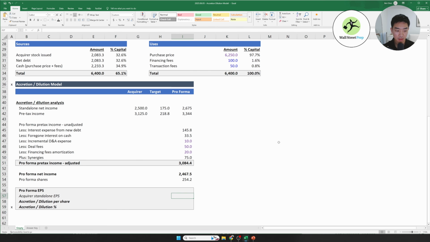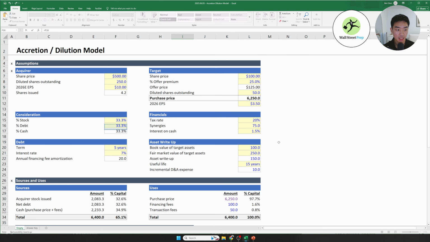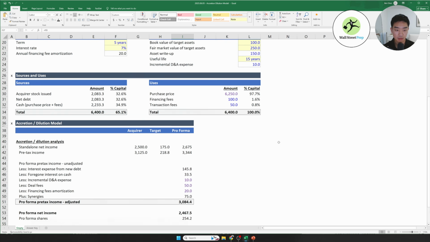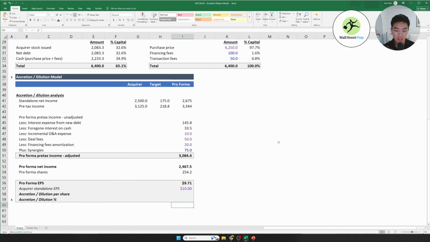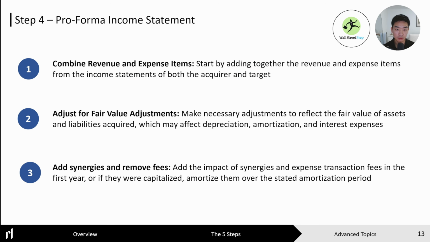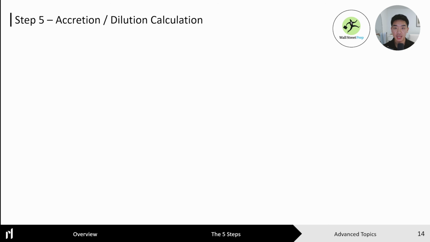And so now we can calculate our EPS. So again, very simply, that's our net income divided by our combined company's shares. So we're at $9.71. Acquirer's standalone EPS is $10 here. We can use that as a reference. So now, even without doing any calculation, oh, actually, I should go into the last part. So accretion dilution calculation here. Sorry, I kind of jumped ahead.